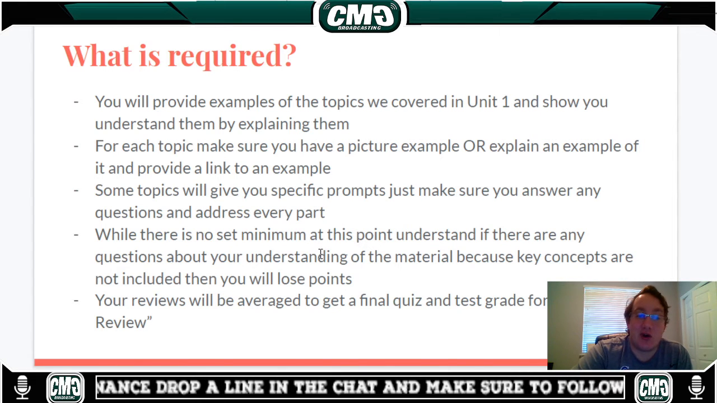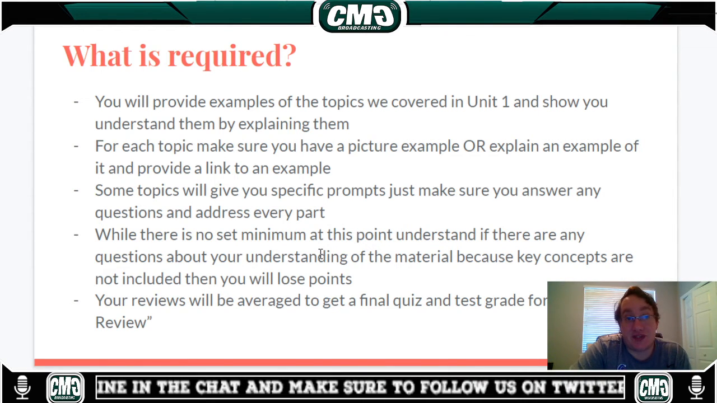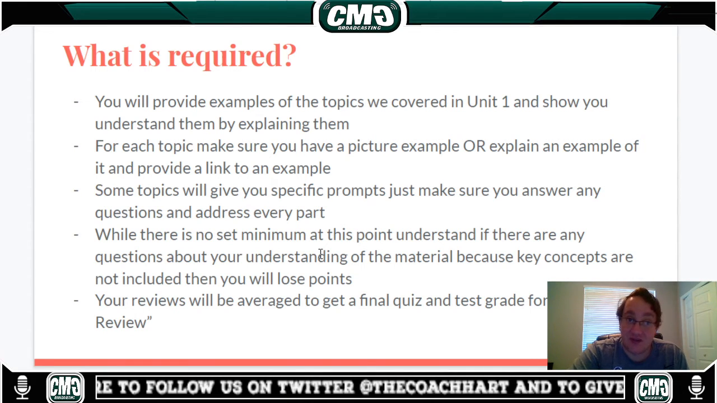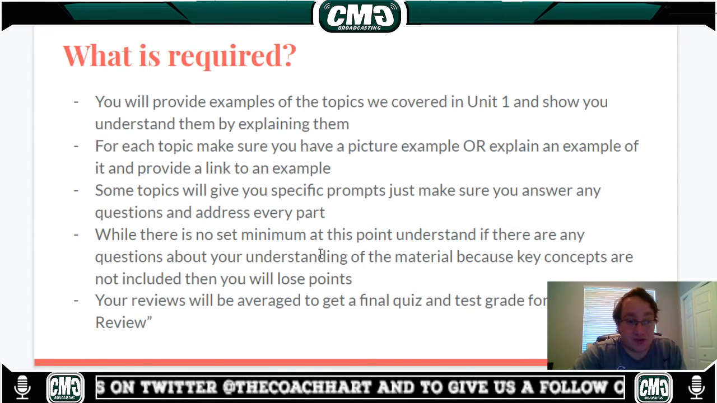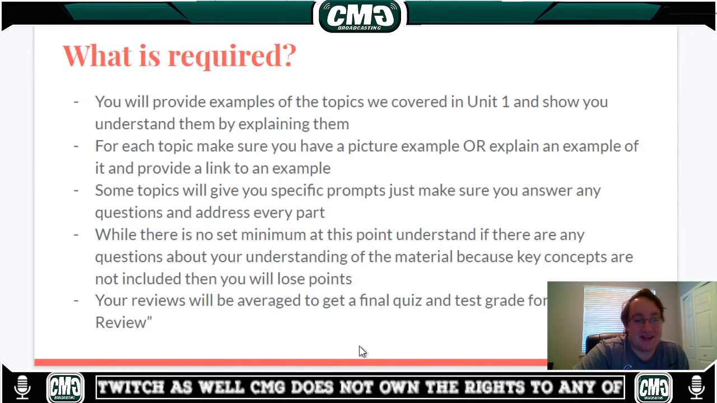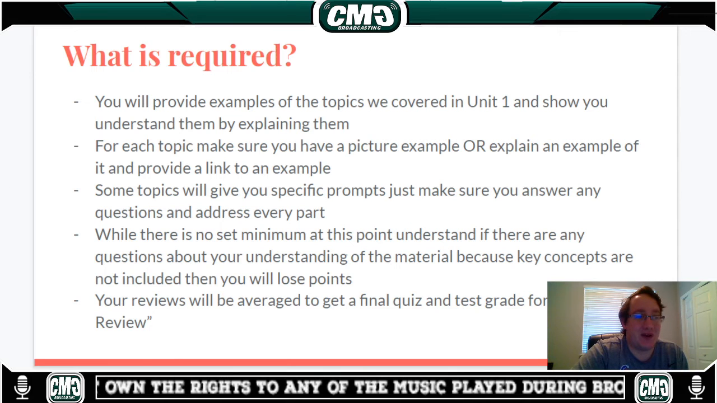And then while there's no set minimum at this point, just understand what you give me in these reviews is going to show me how much you know. The less you give me, the less I can give you. So I would go a little above and beyond as opposed to giving a little less of the minimum effort. And as it says, reviews will be averaged and you'll get your final quiz and test grade for your final review.